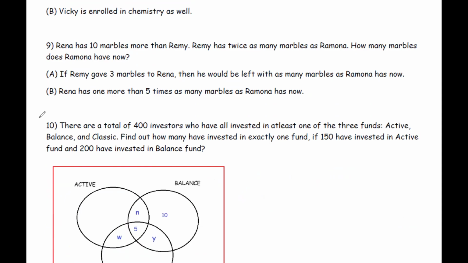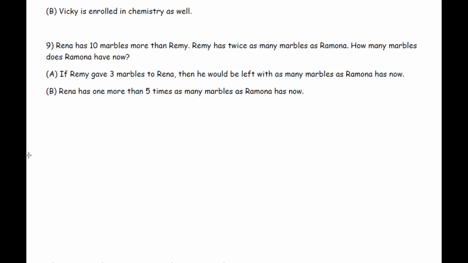Okay, so again we have triple V's, triple R's, so always use X, Y, Z to avoid confusion. So let Rena be X, Remy be Y, and Ramona be Z. Okay, so X has 10 more than Remy, so this is the equation, and Remy has twice as many marbles as Ramona. Now we have to find Z.